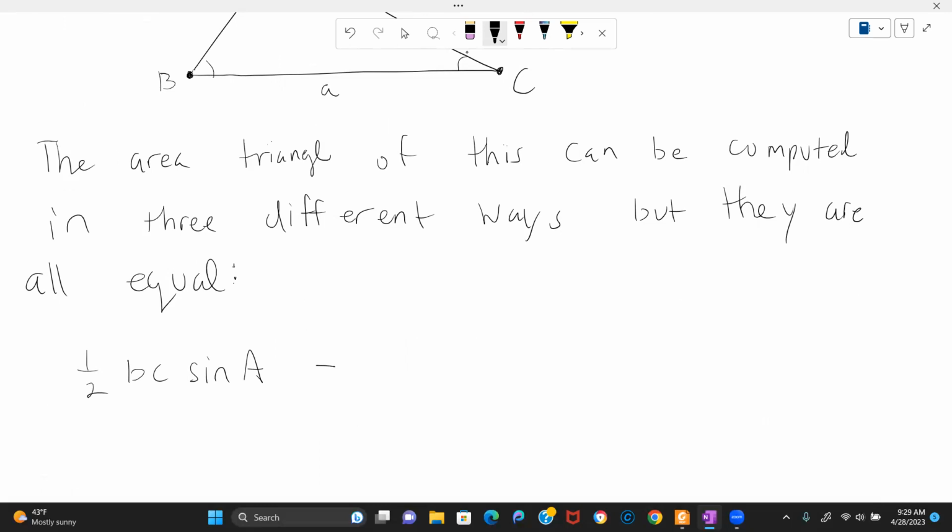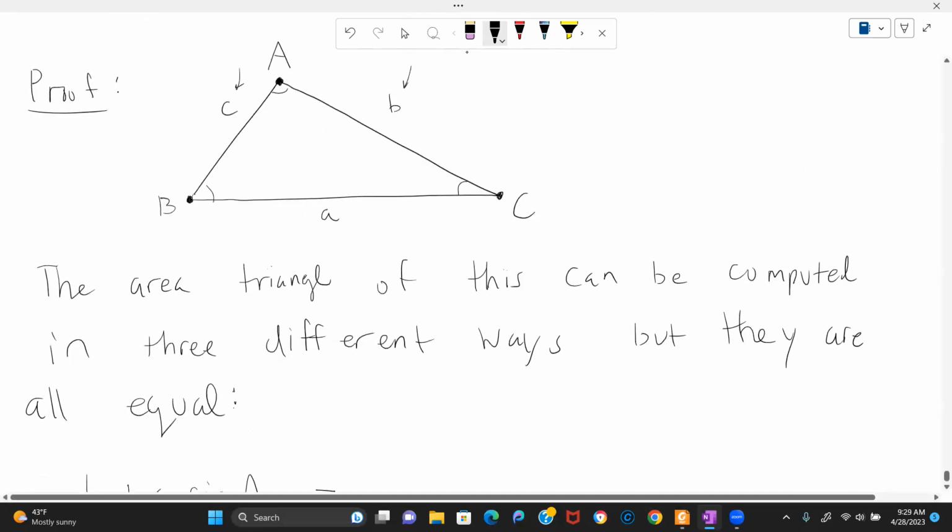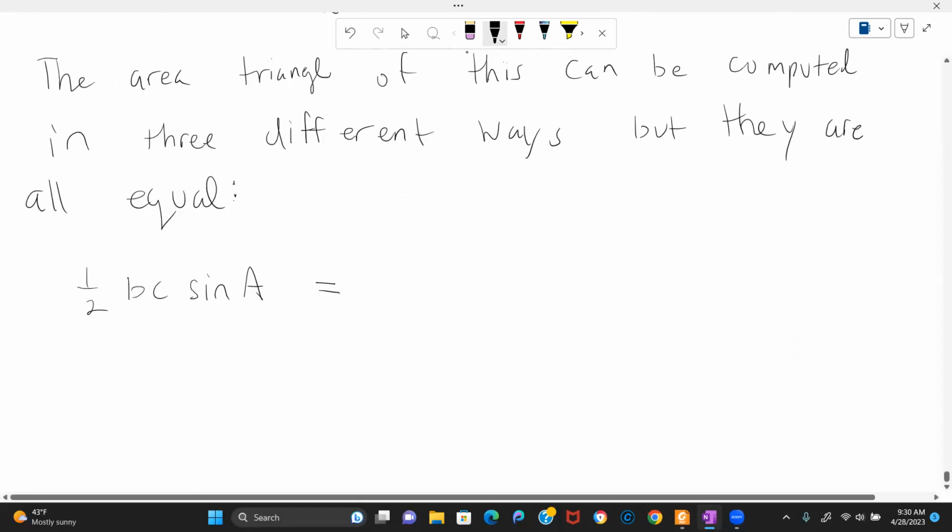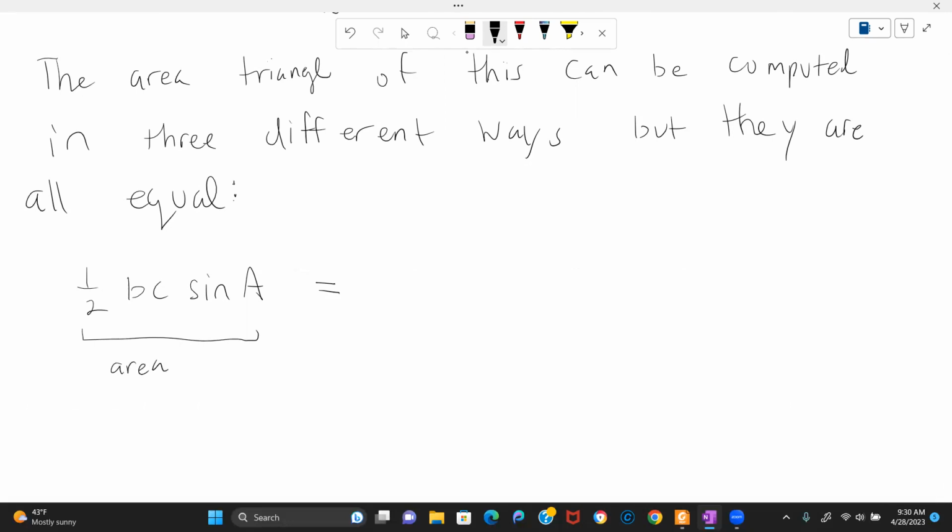But now let's count. So again, remember the area formula for the triangle is I give you an angle and I give you two sides where those two sides form that angle. So if we're calculating the area with respect to this angle, I need to use this side right here and this side. They form that angle. So the area, on the one hand, can be computed in this way.